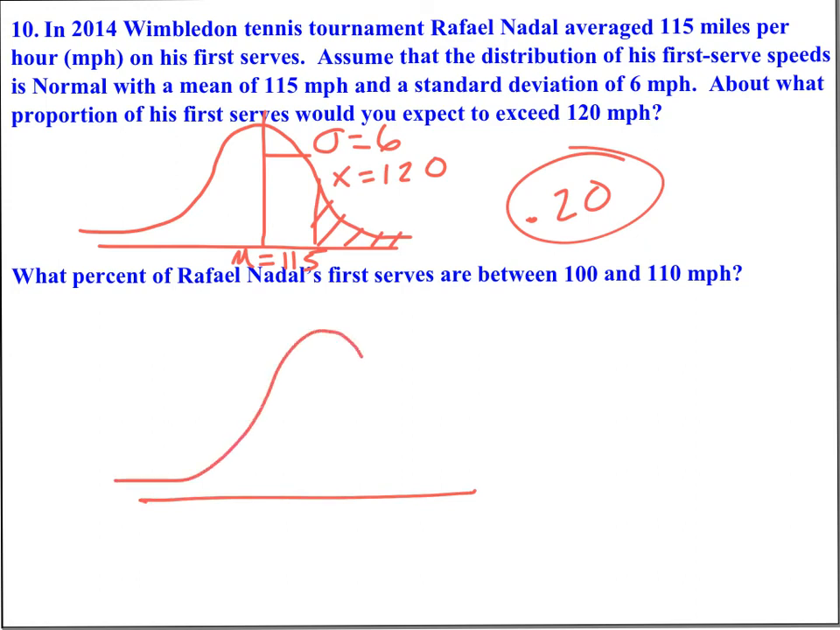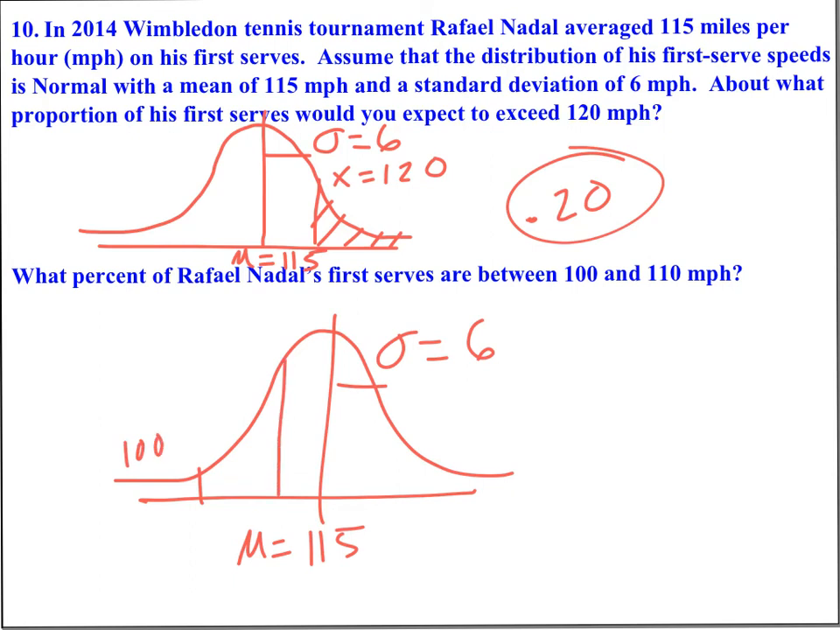Down here, same deal. Same data. This is centered at 115 miles an hour. It says it's normal. Standard deviation 6. What chunk of his serves are going to be between 100 and 110? About 0.196.